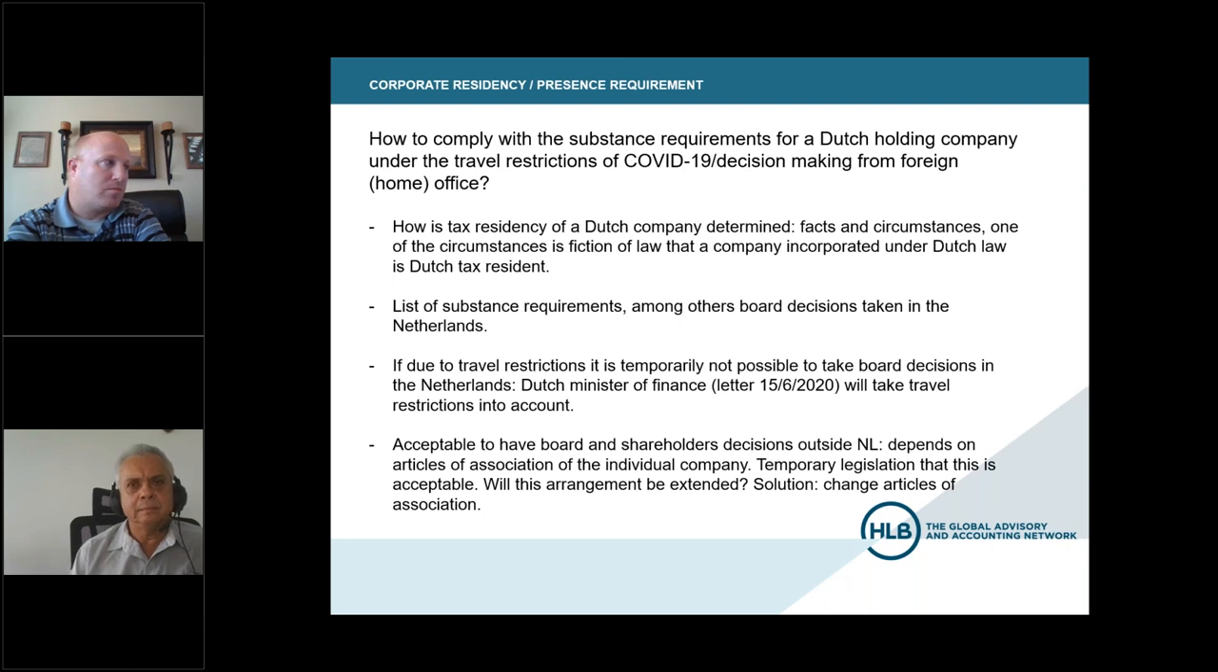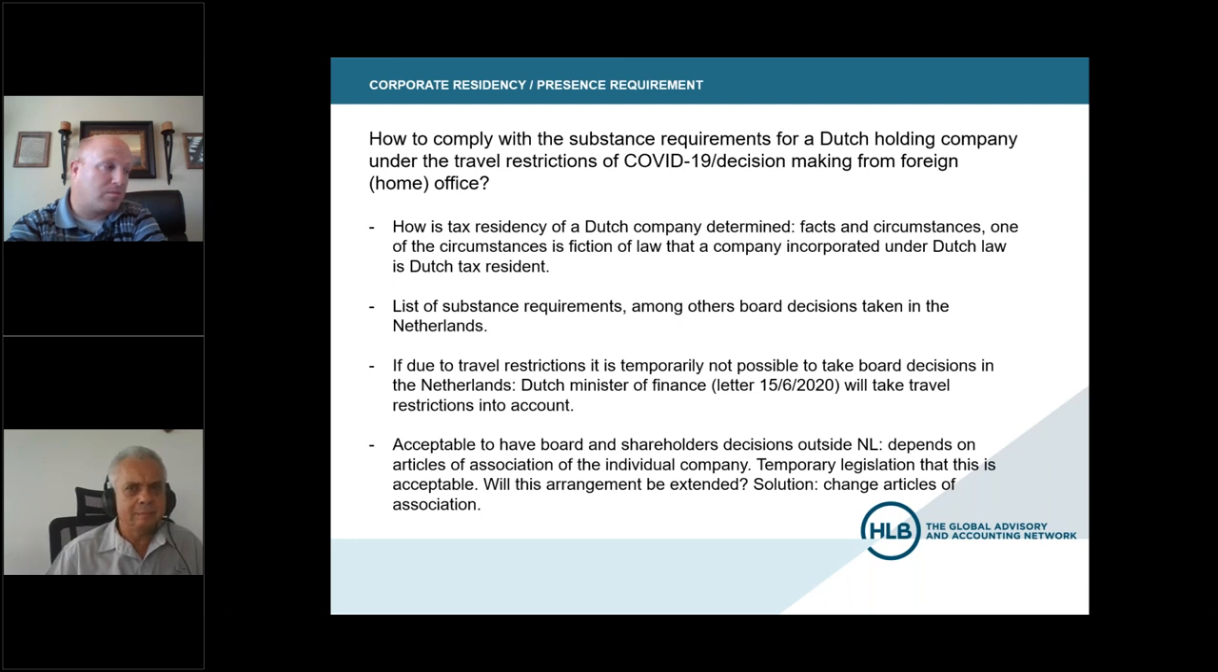That's regarding the requirement to have the board decisions of a Dutch company taken in the Netherlands. If foreign board members cannot travel due to COVID, it's very difficult to take those board decisions in the Netherlands. And there the Dutch Ministry of Finance has indicated that they will look at that very flexibly and say, well, if a board member cannot travel due to the COVID circumstances, they will not disqualify the place where the decisions are made for the substance requirements.